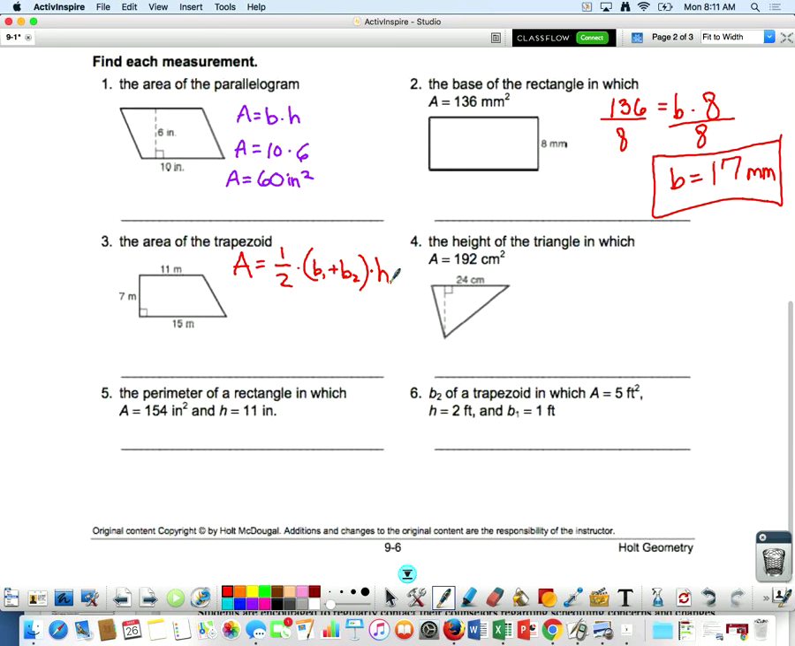What's B1? Does it matter? 15. Could you use 7? No, that's the height. So B1, B2, one of these ones, right? Yes. Okay, find that out for me tonight.